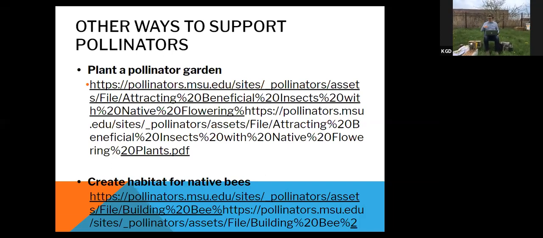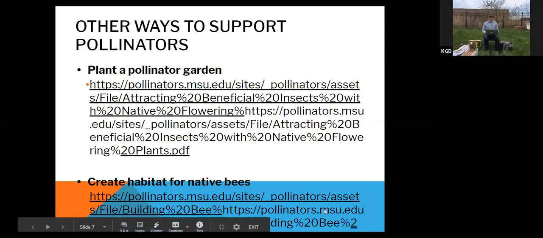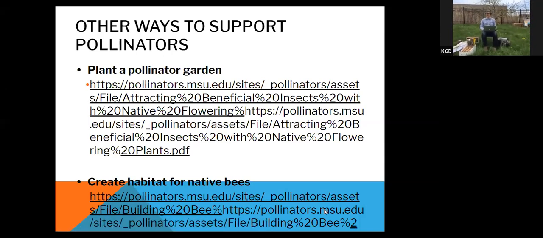And then there's a second resource here on creating habitats for native bees. There are ways to create little hive-like structures with some simple pieces of wood, like taking a piece of wood and drilling holes in it for mason bees, and there are some other ones for carpenter bees. So there are different ways to create habitat that are highlighted in that article as well.